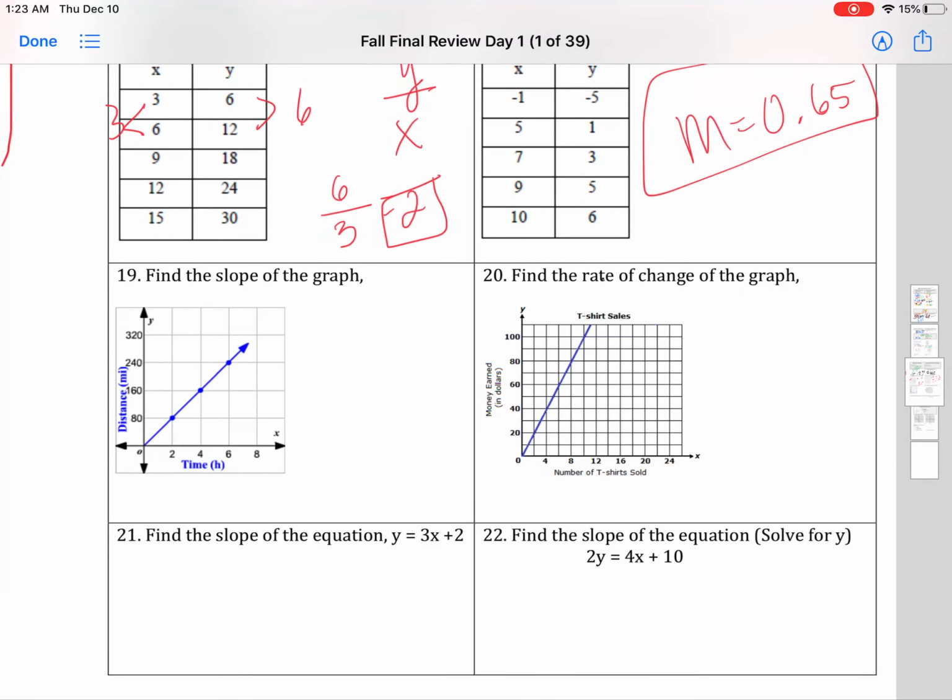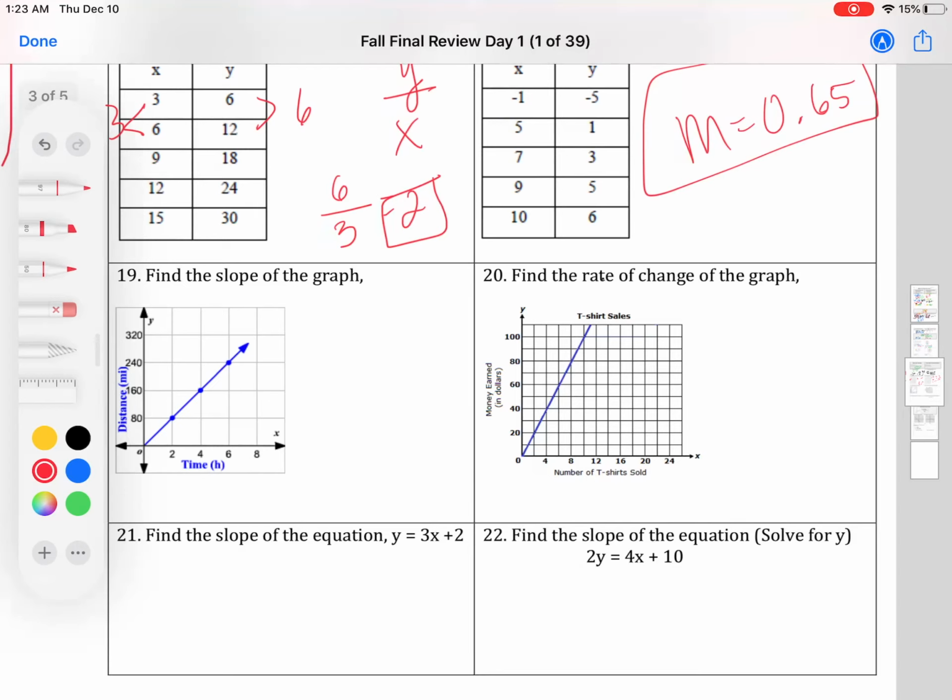Last pieces, slope from a graph. So let's try this one here. I'm just going to set you up. So slope from a graph means I need 2 perfect points. My first one is 2, which goes with 80. My second one is 4, which goes with 160.